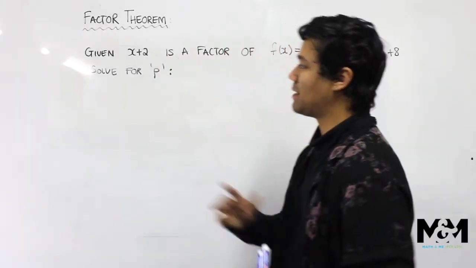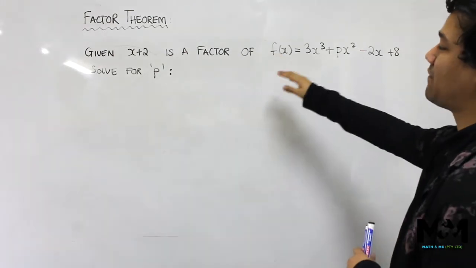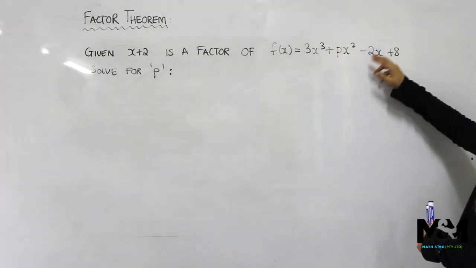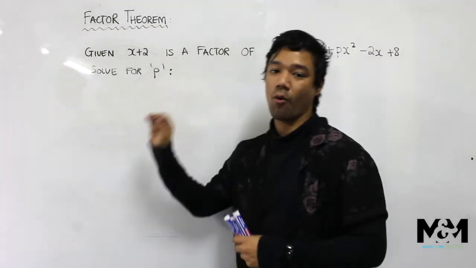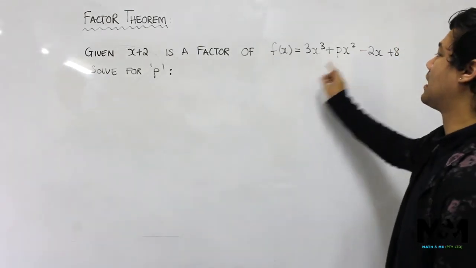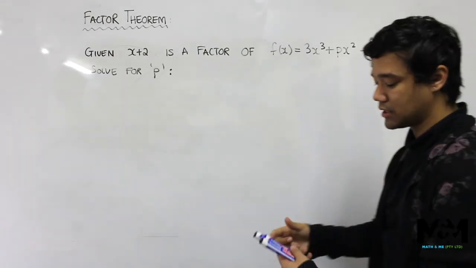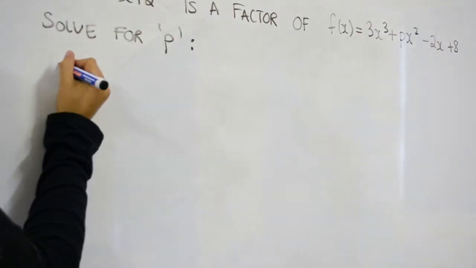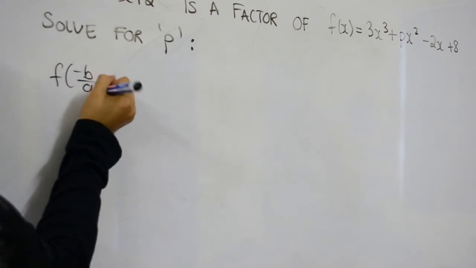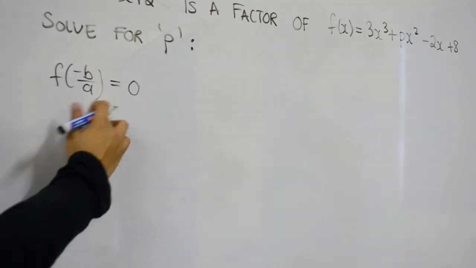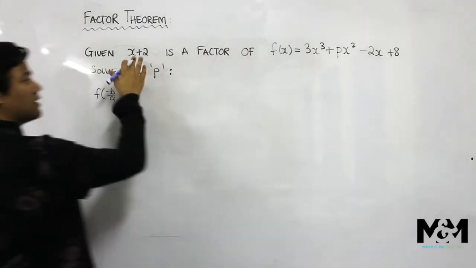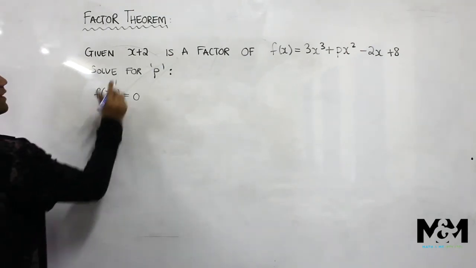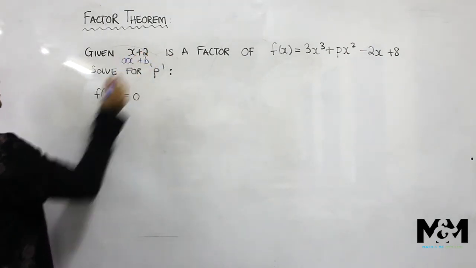Okay, so the example behind me says, given x plus 2 is a factor of f of x being a cubic function, 3x cubed plus px squared minus 2x plus 8, solve for p. So we're going to use factor theorem now to determine what p's value is. So, knowing that we are dealing with a factor, we know that f of negative b over a should equal 0. My remainder should be 0 when I divide f of x by x plus 2. So first we are going to determine what that substitution value is. We know that's ax plus b.